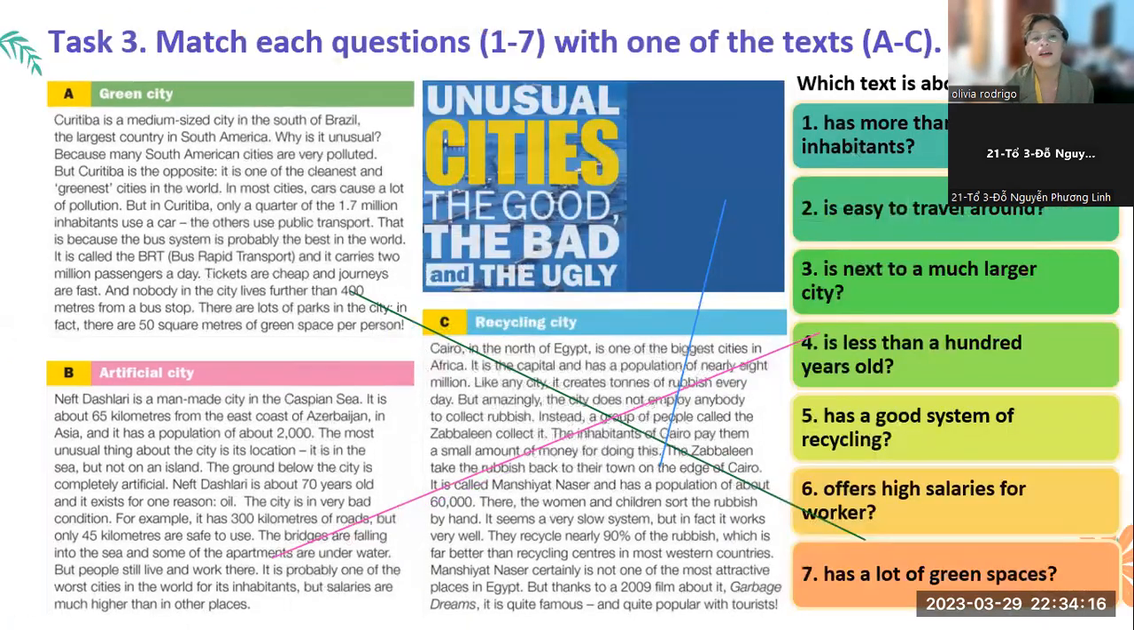Okay, very good. Okay, so here, match questions 1 to 7 with one of the texts A to C. Sample number one, it has more than 1 million inhabitants. So this is letter A. Curitiba is a medium-sized city in Brazil, the largest country in South America. So that is letter A.